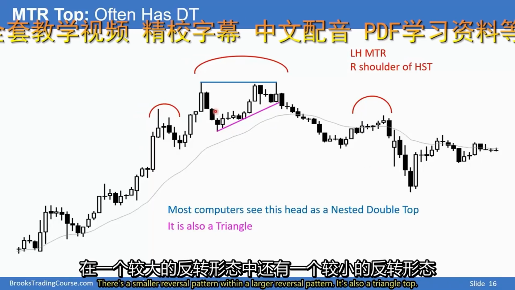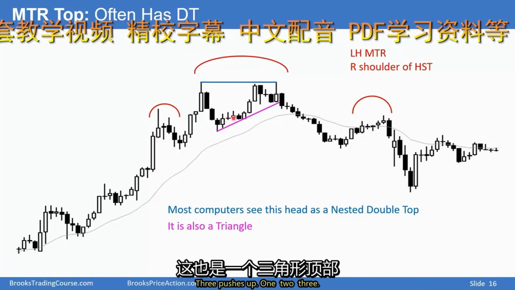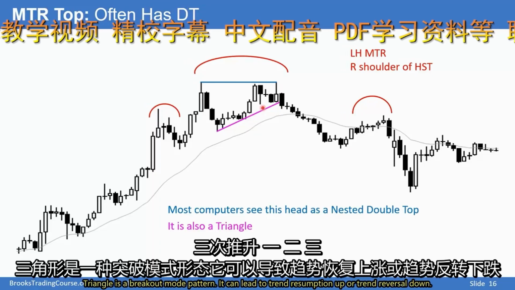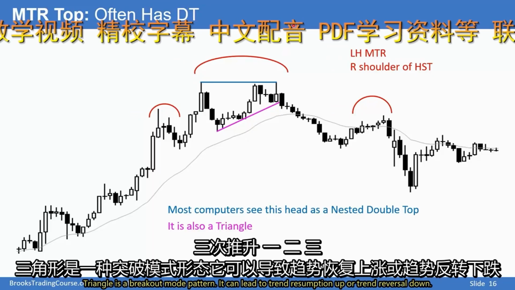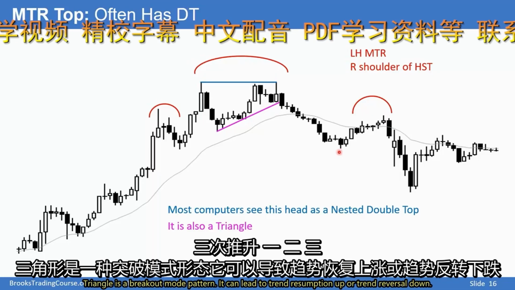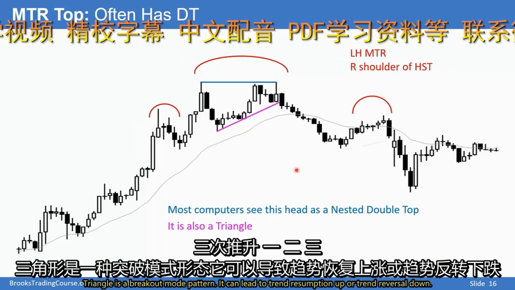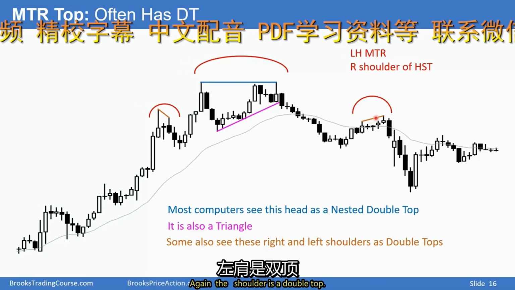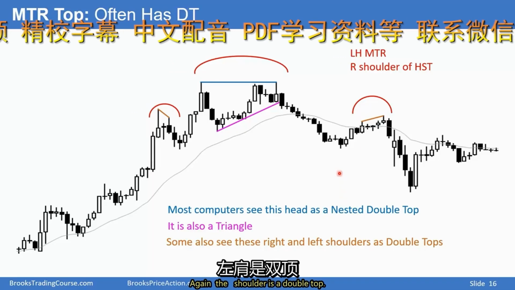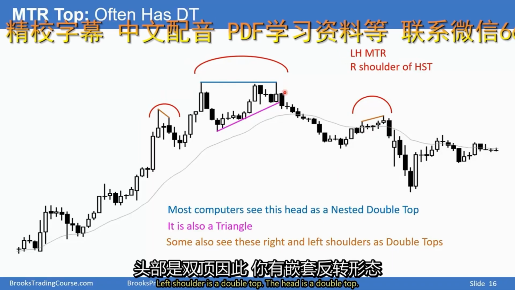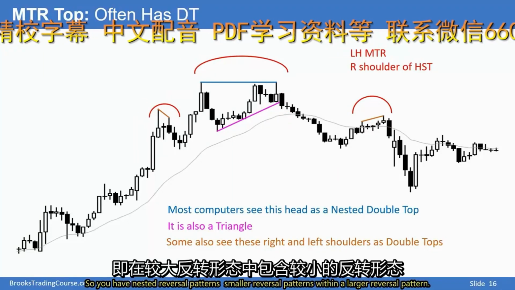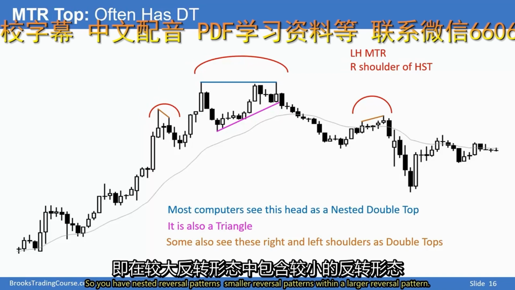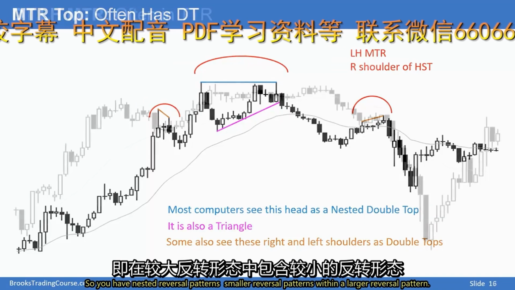It's also a triangle top. 3 pushes up, 1, 2, 3. Triangle is a breakout mode pattern. It can lead to trend resumption up or trend reversal down. Again, the right shoulder is a double top, the left shoulder is a double top, the head is a double top. So you have nested reversal patterns, smaller reversal patterns within a larger reversal pattern.